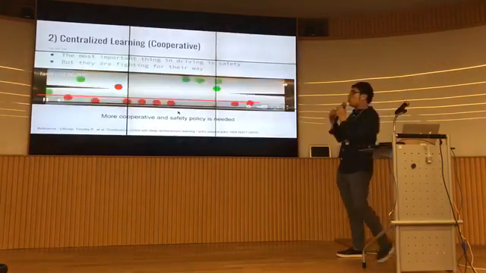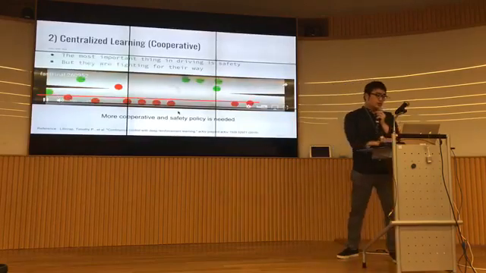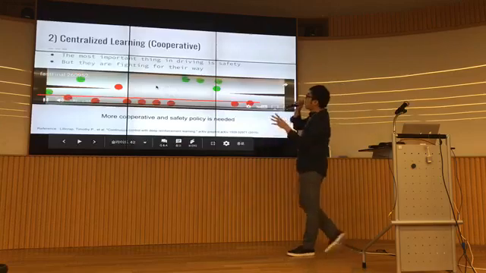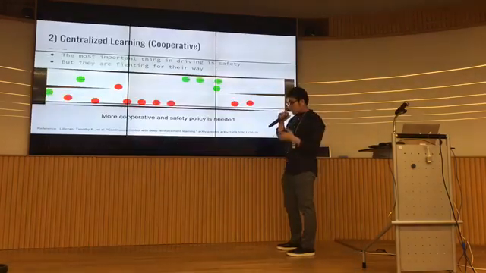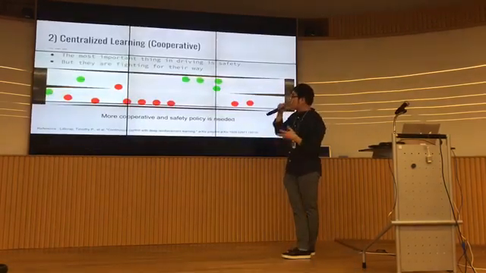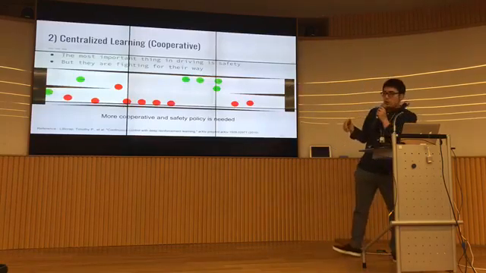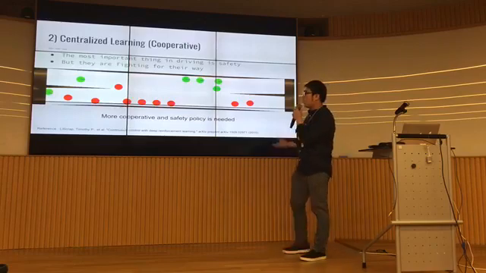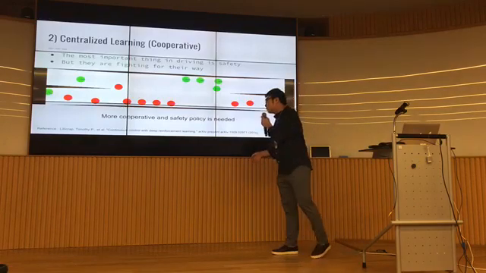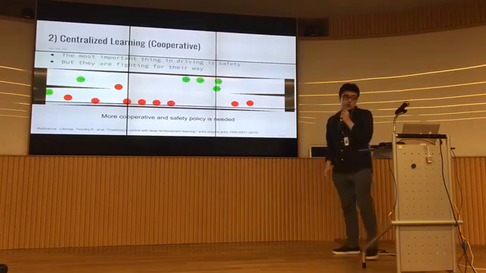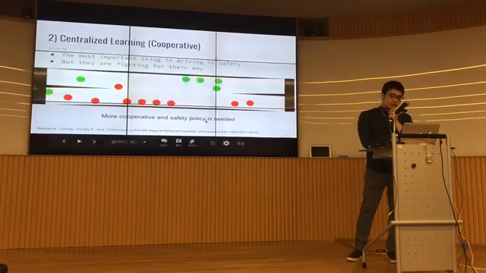What I really want to simulate is centralized learning. I want every agent to make their way cooperatively, but in the previous case they are fighting to get their way. In this case, a more cooperative and safe policy is needed. Okay, I'll skip this video.